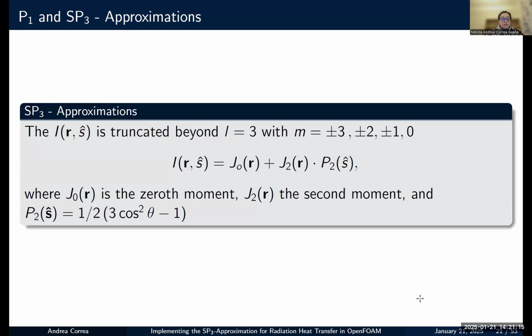So following the same definition where the letter N represents the order of the approximation, here it's the SP3 approximation. The radiative intensity is approximated, but in this case we truncate at L equal to 3. If we remember, the number M depends on the letter L: all numbers M are between minus L and plus L.